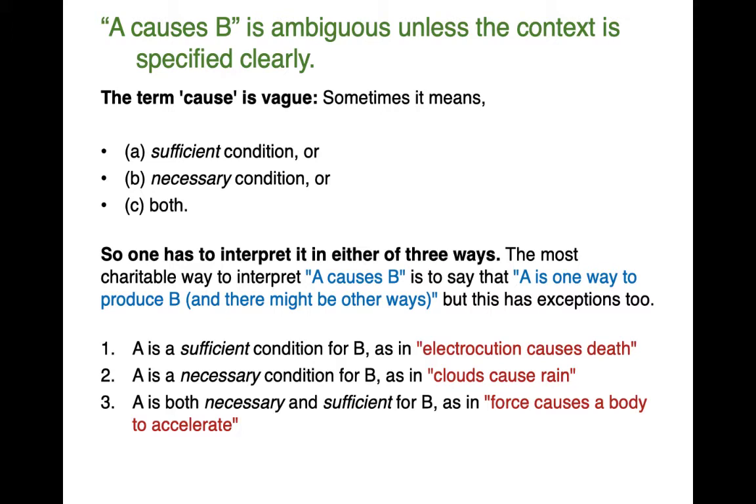And finally, some combination of the two is going on often. A is both a necessary and sufficient cause for B. And we see this in precise scientific statements, for example, in physics and chemistry and biology. Here's a claim. Force causes a body to accelerate. Force is both necessary and enough to make a body accelerate. So the rock being tossed through the window, in that case, the rock is going to be at rest unless some force acts on it. The window won't break unless something acts to shatter its integrity.